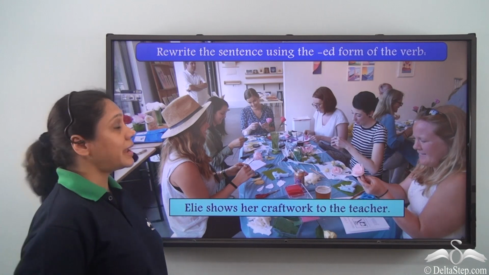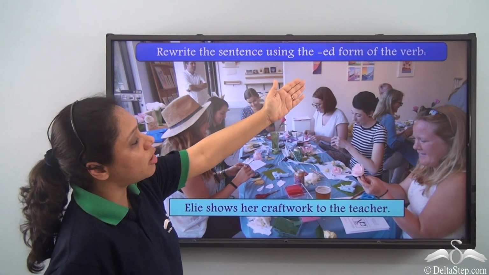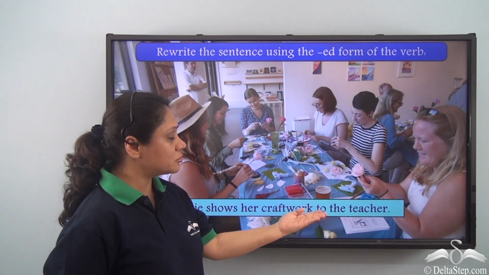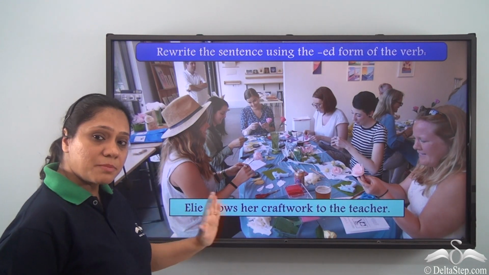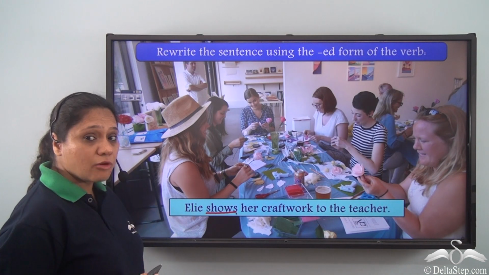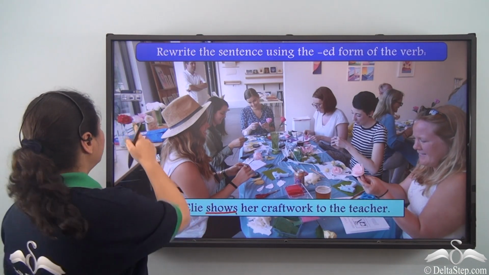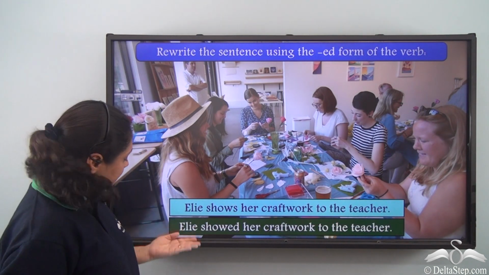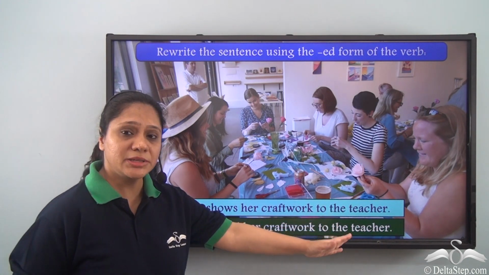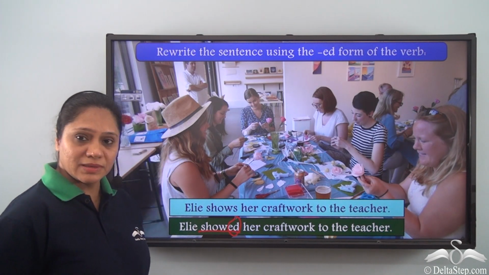Let us now do this exercise. Rewrite the sentence using the ed form of the verb. Ellie shows her craft work to the teacher. What is our base verb here? Base verb is show. So how will we rewrite this sentence? By using the ed form of the verb, we will rewrite it as Ellie showed her craft work to the teacher. So we have added ed to the base verb in this case.